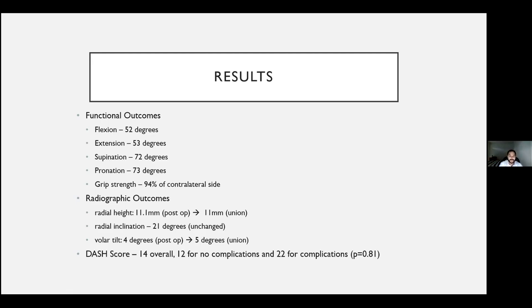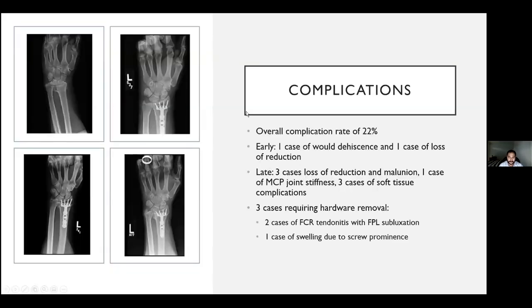The DASH score, which stands for disability of the arm, shoulder, and hand, is a patient-reported outcome measure of disability when it comes to the upper extremity. The lower the score is, the less disability that you're reporting. So it was 14 overall out of 100, and 12 out of 100 for the cases that had no complications, and 22 out of 100 for cases that did have complications. So the p-value was only 0.81.